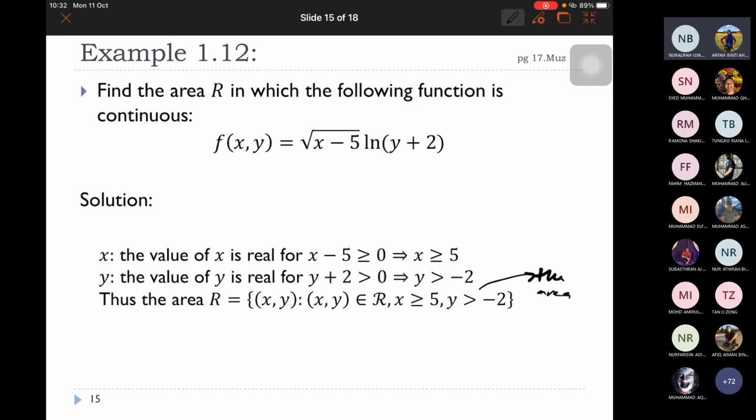Done? Did this one? Ada soalan or not? Senyap je semua. Okay, done.